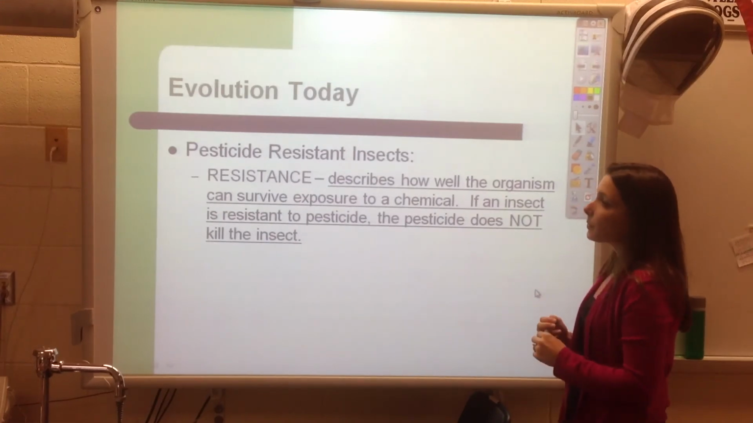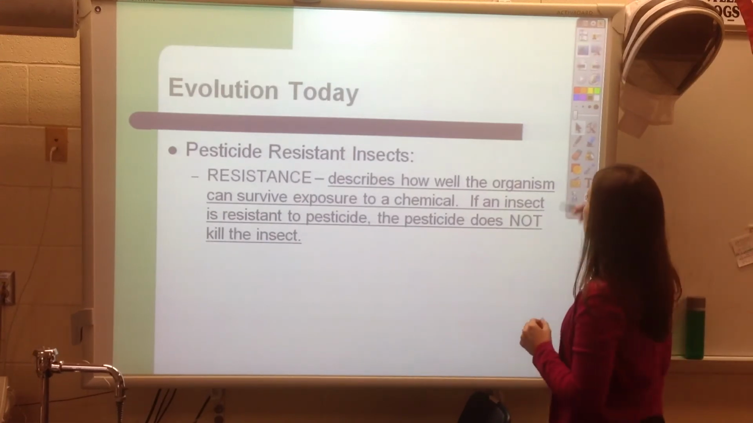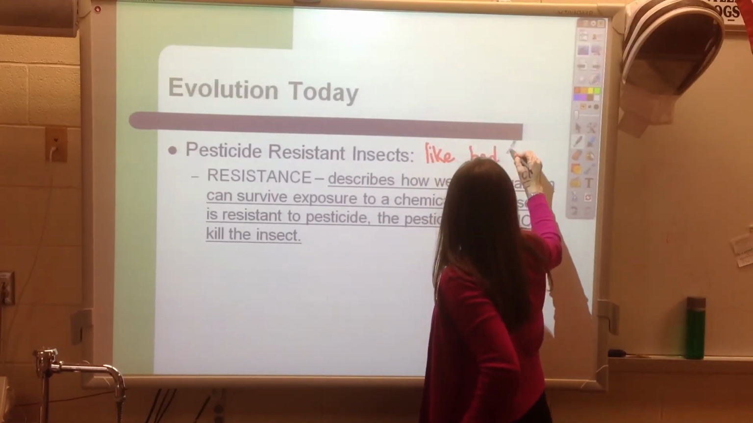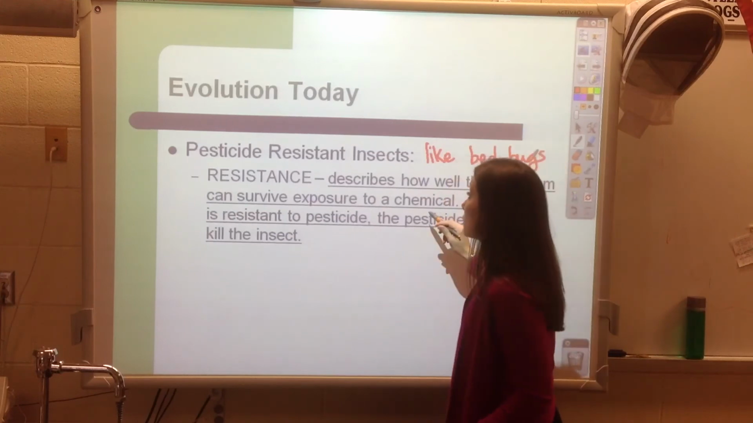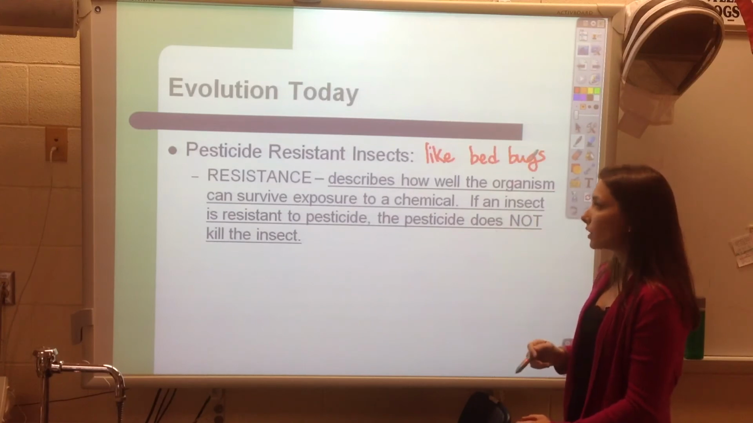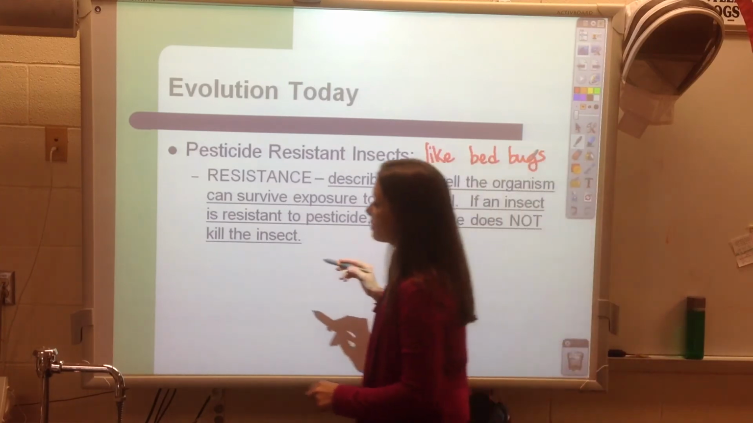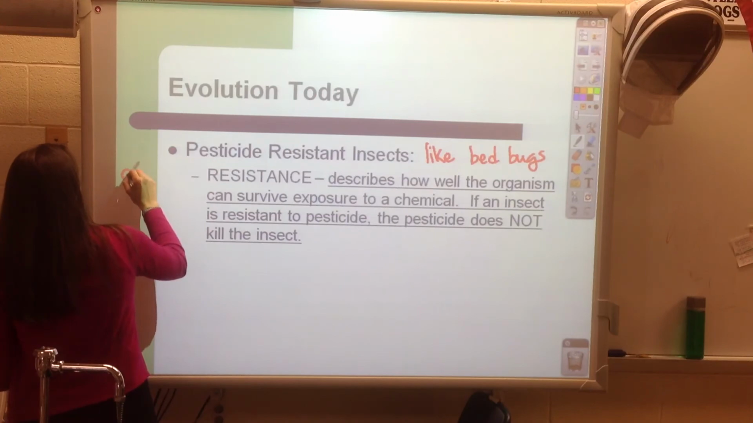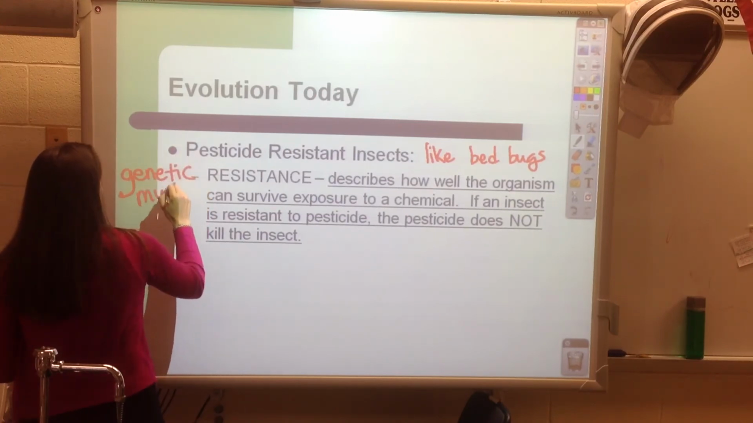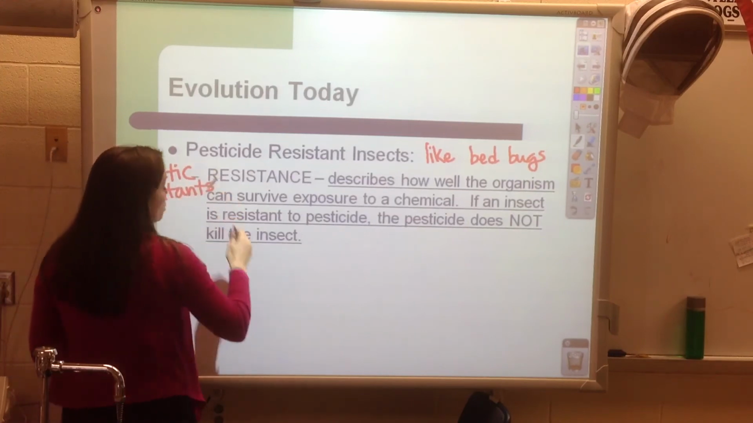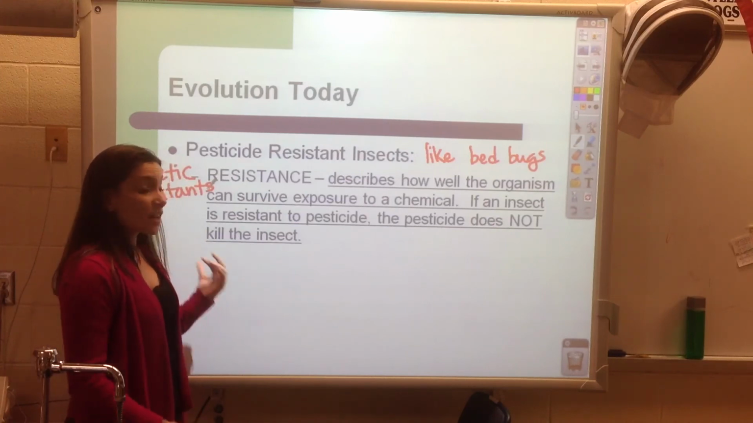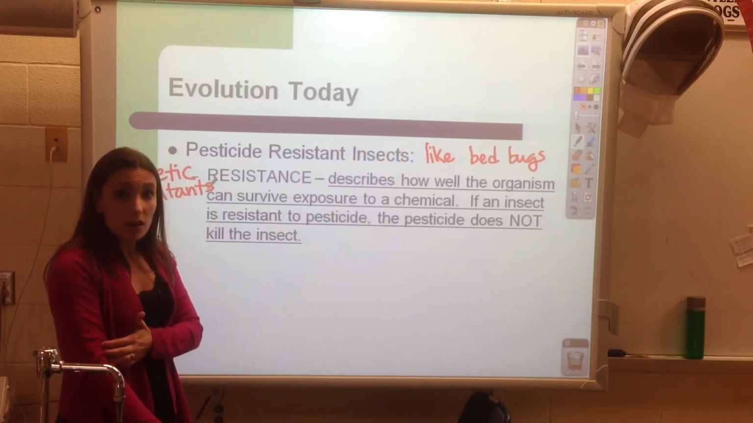We also see pesticide-resistant insects, like the bed bugs. Resistance describes how well an organism can survive exposure to a chemical. We want to remind ourselves that we're talking about genetic resistance, meaning that you already have genetic mutants. Spraying the pesticide doesn't cause mutations, it just selects for the mutants who are already alive.